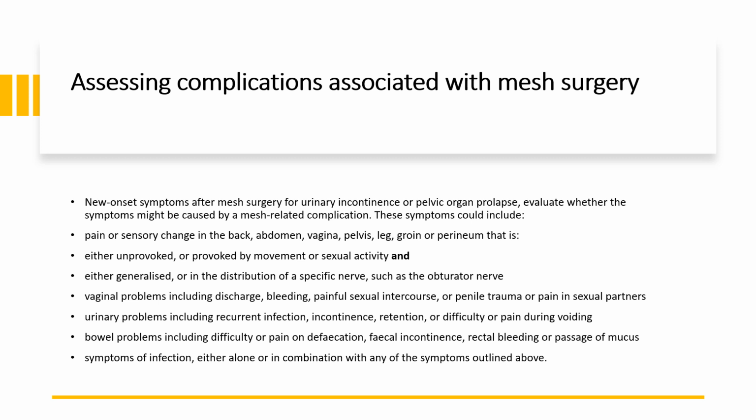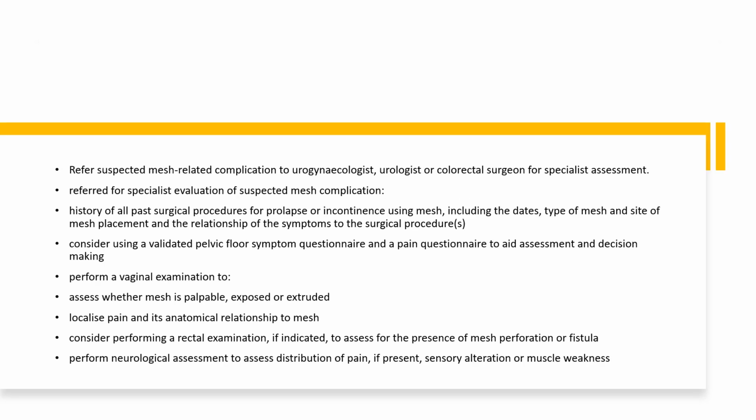Urinary problems including recurrent infections, incontinence, retention, or difficulty or pain during voiding. Bowel problems including difficulty or pain on defecation, fecal incontinence, rectal bleeding, or passage of mucus. Symptoms of infection either alone or in combination with any of the symptoms above. So refer for suspected mesh-related complications to a urogynecologist, urologist, or colorectal surgeon for specialist assessment. History should be taken at the specialist assessment.